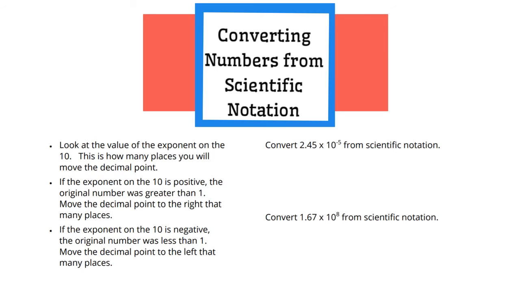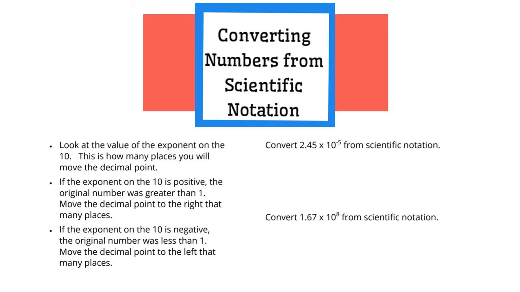Now let's go over the process of converting numbers from scientific notation. Look at the value of the exponent on the 10. This is how many places you will move the decimal point. If the exponent on the 10 is positive, then the original number was greater than 1. Move the decimal point to the right that many places. If the exponent on the 10 is negative, the original number was less than 1. Move the decimal point to the left that many places.